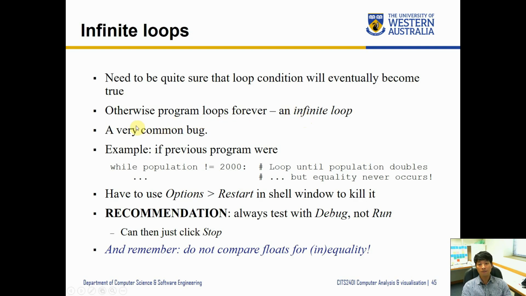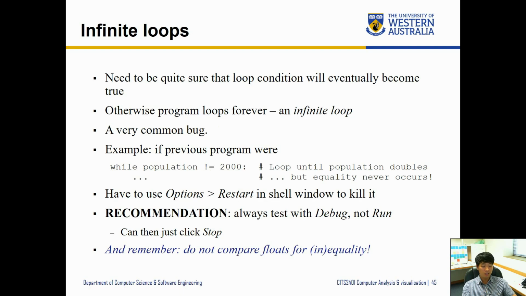Okay, so this is a very common bug, and probably if you do more coding, eventually you will hit one or two infinite loops when you make some other programs, right? So for example, in the previous program, if we did write something like while population doesn't equal 2000, then this will likely get us into an infinite loop. Why?